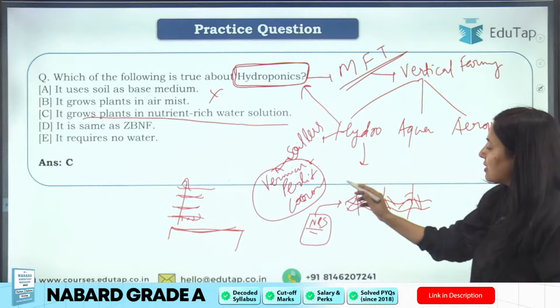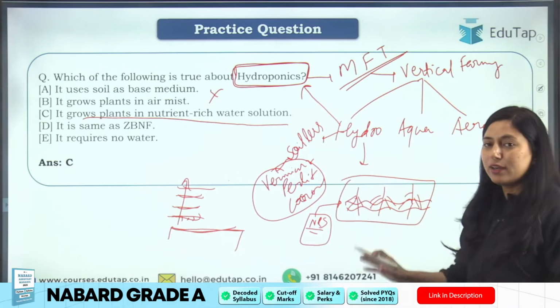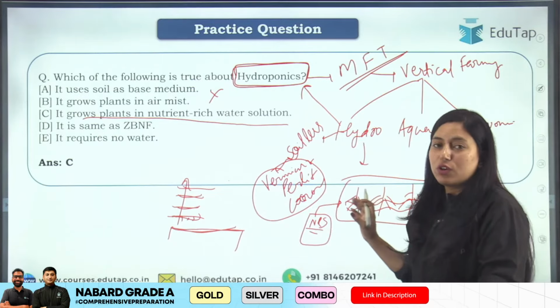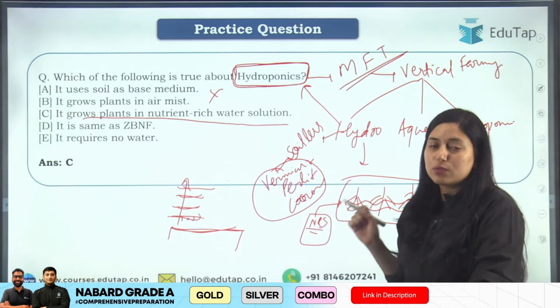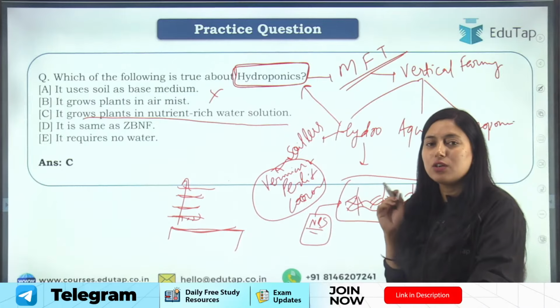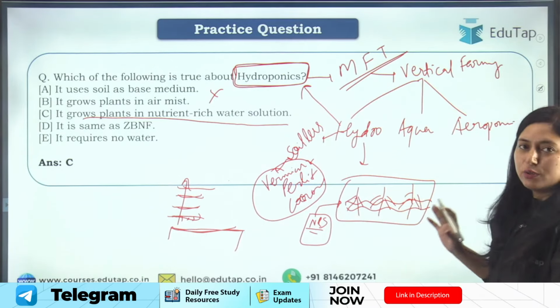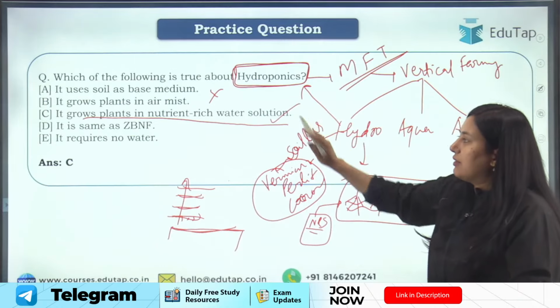So this is a system which is known as hydroponics. Totally we are using nutrient rich water solution. No soil is used, because ultimately the source of nutrients for plants is soil, right? But here we are not using soil. So your option 3 will be correct.